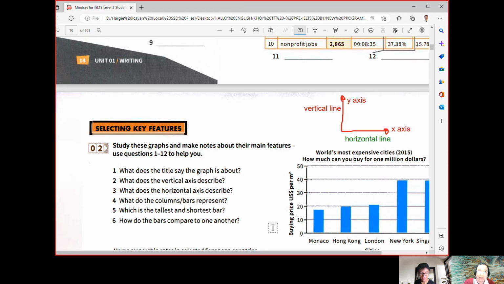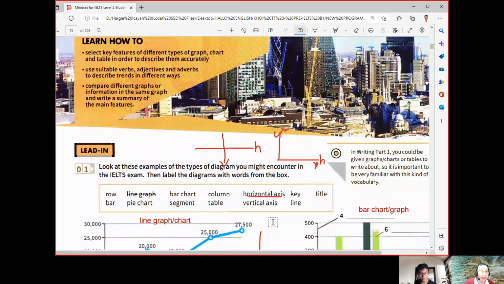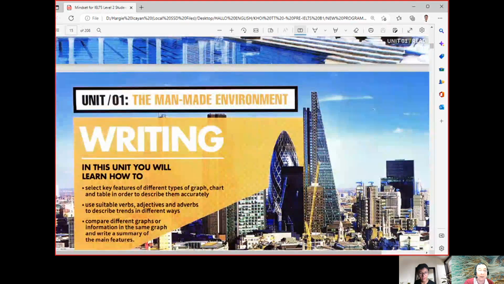Before we do this one, let's have a review first of yesterday's discussion. It's all about the writing. The same title of the lesson, that is man-made environment. And we are on the writing part. Just like what I told you yesterday, we will tackle different graphs and charts interpretation.